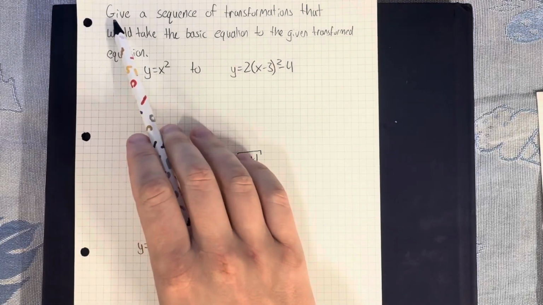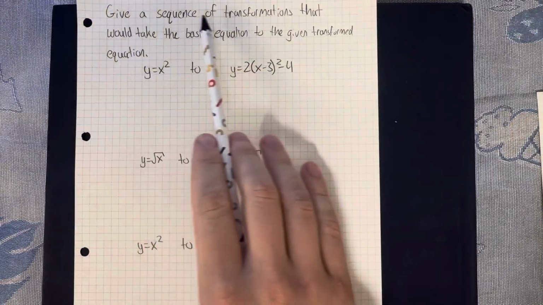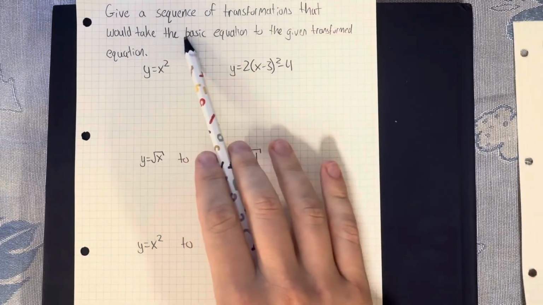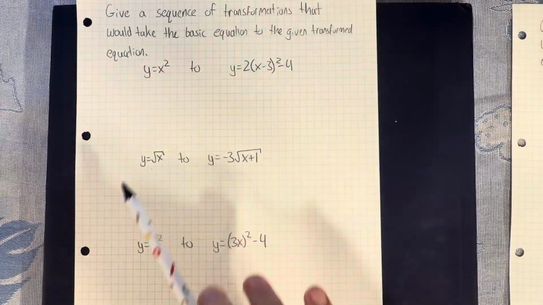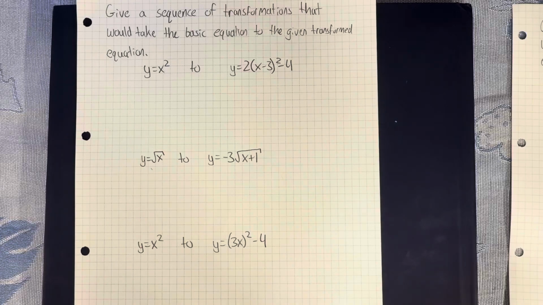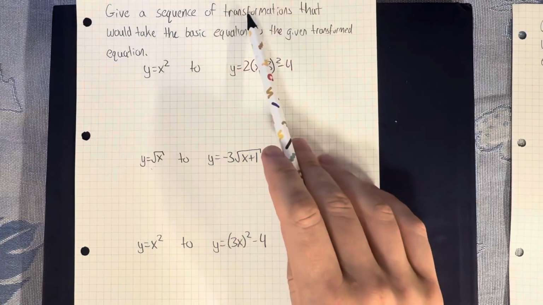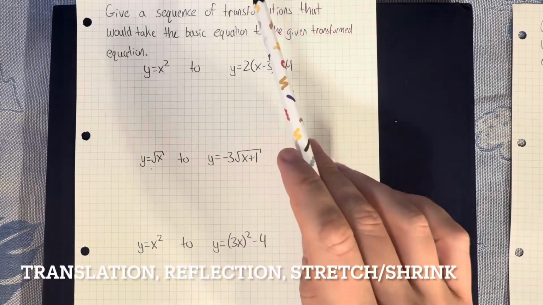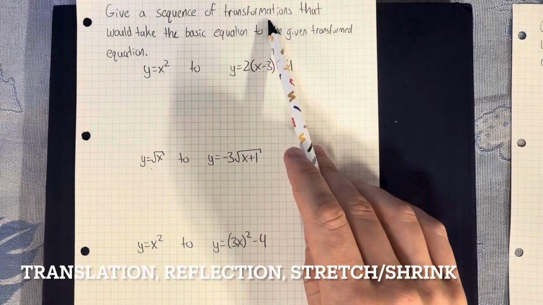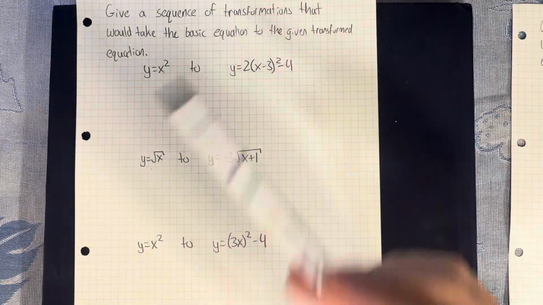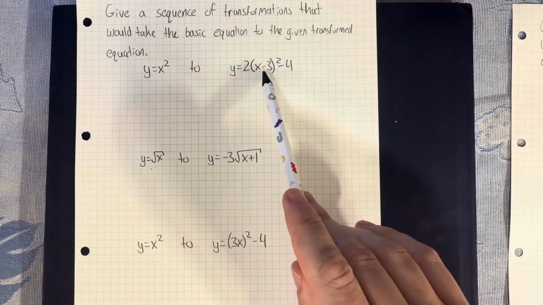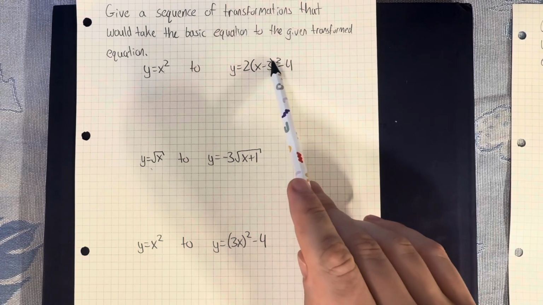Give a sequence of transformations that would take the basic equation to the given transformed equation. Just as a brief intro, remember the transformations we need for graphs are translations, reflections, and stretches or shrinks. We're going to follow a simple rule. There's going to be multiple transformations for each.